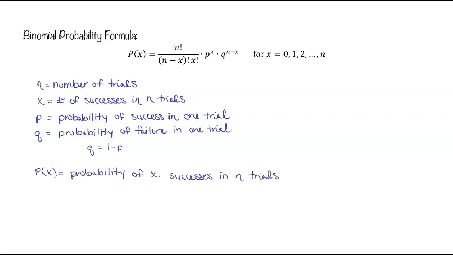Let's try out this formula with an example. The probability of getting a jackpot on a particular slot machine is 1 over 2,000. Let's find the probability of getting exactly 2 jackpots in 5 trials. First, let's list out the variables that we have. N is the number of trials, and we are going to play this game 5 times, so N equals 5. X is the number of successes that we're interested in, and since we're finding the probability of 2 jackpots in 5 trials, X is equal to 2.